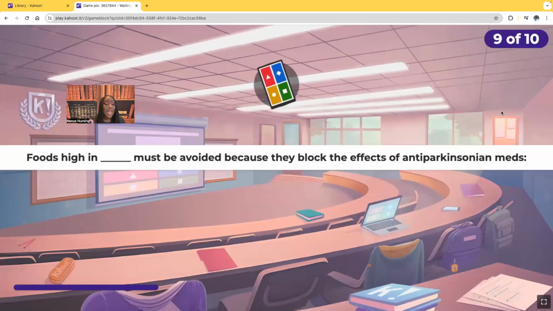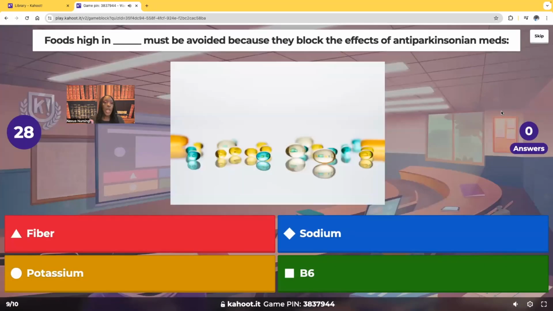All right. Foods high in blank must be avoided because they block the effects of anti-Parkinsonian drugs. Foods high in what must be avoided because they block the effects of the anti-Parkinsonian drugs? Here are our options: fiber, sodium, potassium, or vitamin B6. Foods high in what have to be avoided in the patient that's taking anti-Parkinsonian meds?